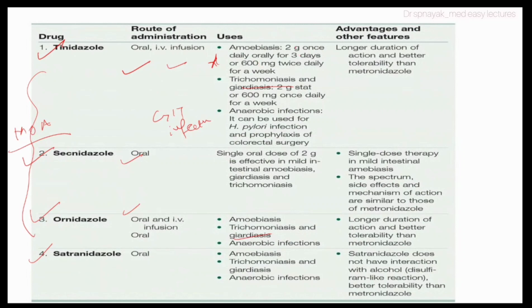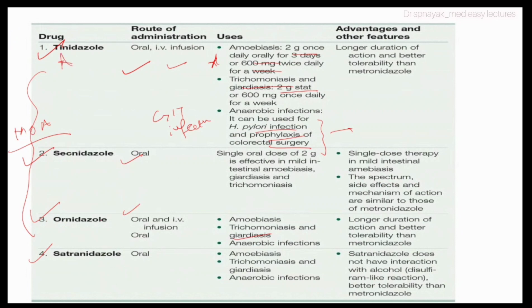In amoebiasis, tinidazole can be given as 2 gram once daily orally for 3 days, or 600 mg twice daily for a week. In trichomoniasis and giardiasis, its dose is the same, that is 2 grams stat or 600 mg once daily for a week. And in anaerobic infections like Helicobacter pylori infections, and as prophylaxis therapy for colorectal surgery, this tinidazole can be used.